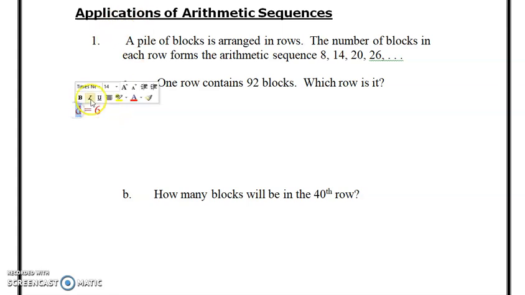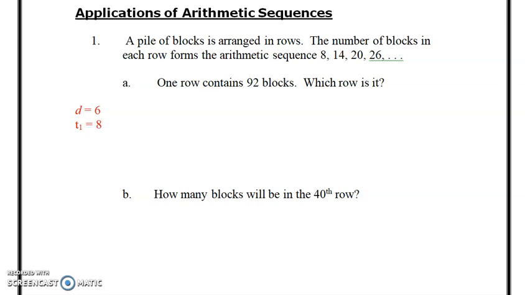Right, so we have our D term equal to 6. What else do we know? Well, we know the first term. The first term is going to be 8. So T1 is equal to 8.